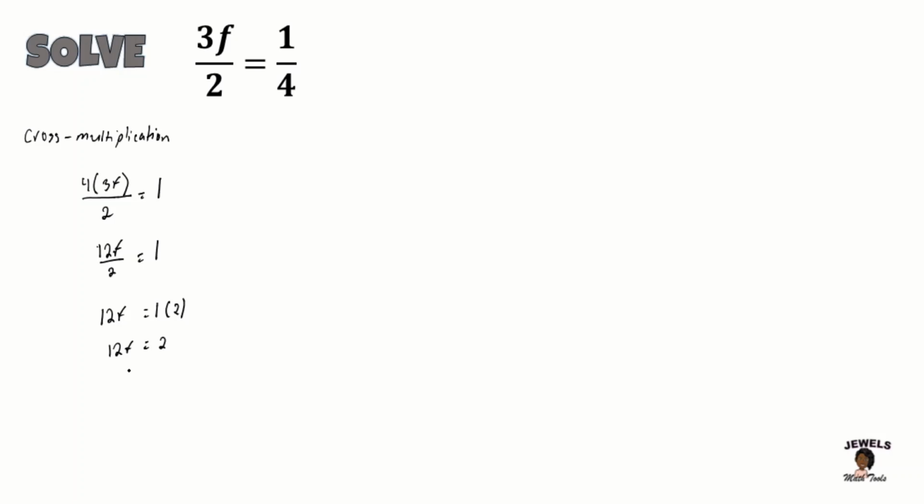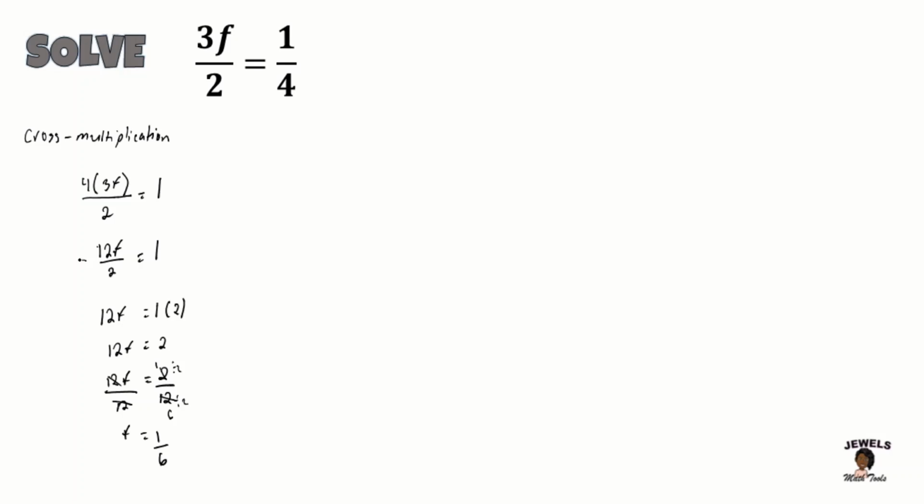And now to get our variable by itself, we're going to divide both sides by 12. And our 12s will cancel, leaving us with f. And 2 divided by 2 is 1, and 12 divided by 2 is equal to 6. So my f is equal to 1/6.